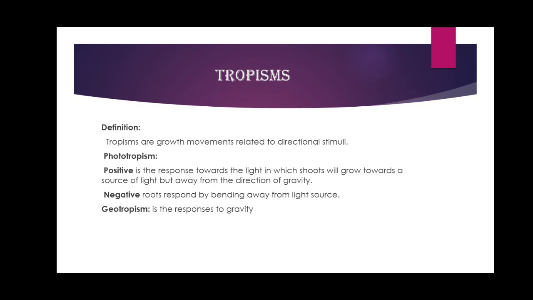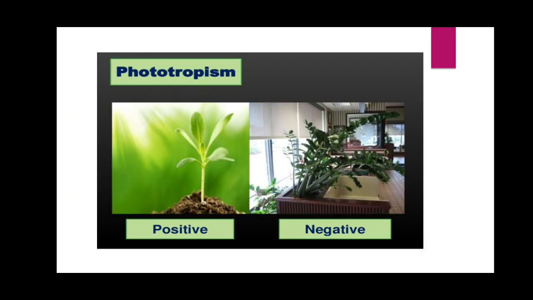Then comes the geotropism. Of course, it is the response towards gravity. Here is the diagram of the positive phototropism and negative phototropism, in which the parts of the plant grow towards the source of light and the parts of the plant grow away from the source of light.